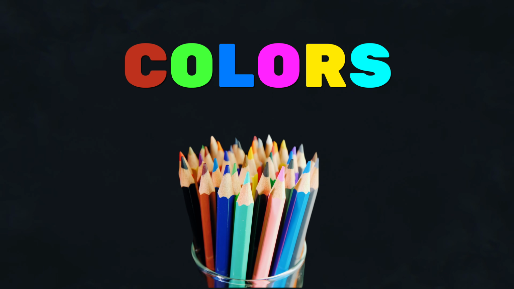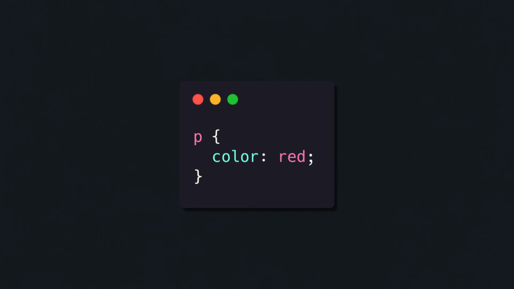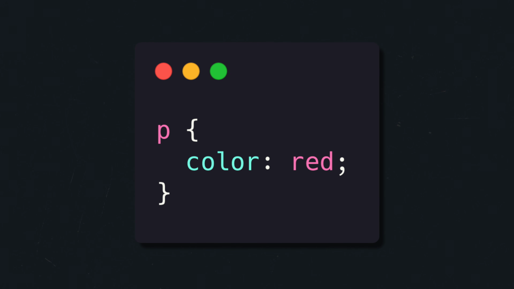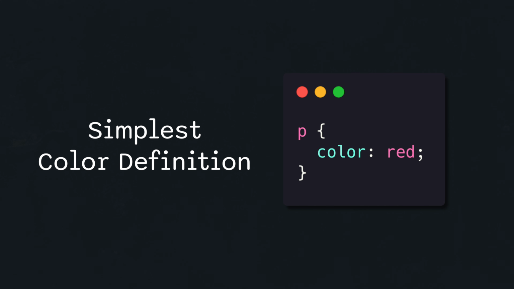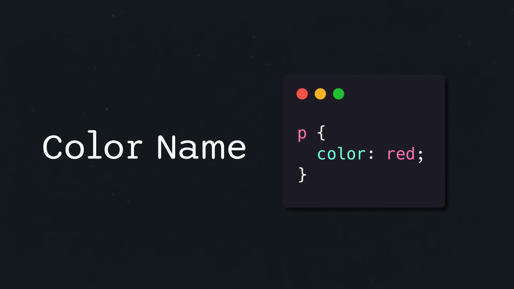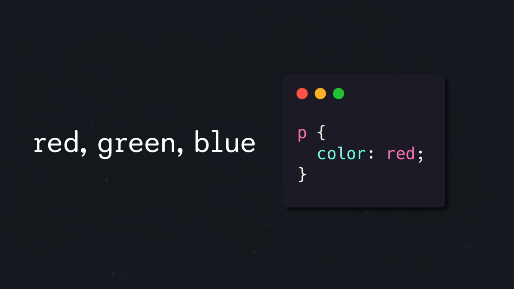Colors are an essential part of styling a website with CSS. So let us learn how to use them. Have a look at this code. It defines a color in the most simple way, by using the name of the color. In this case, it's red. But there is a huge number of color names you could use. Basic ones like red, green or blue, but also fancy ones like tomato or salmon.